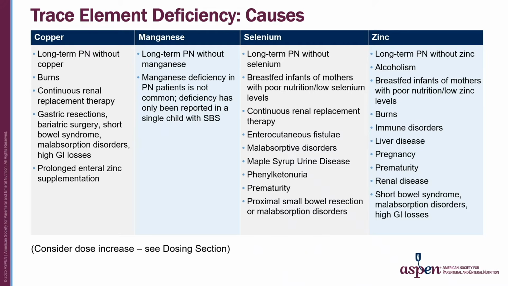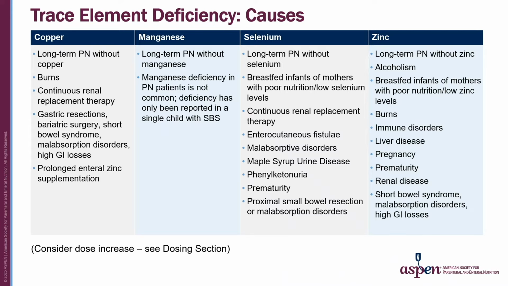Selenium deficiency can be seen in patients with long-term PN without selenium, breastfed infants of mothers with poor nutrition or low selenium levels, continuous renal replacement therapy, intracutaneous fistula, malabsorptive disorders, maple syrup urine disease, phenylketonuria, prematurity, or proximal small bowel resection or malabsorptive disorders.